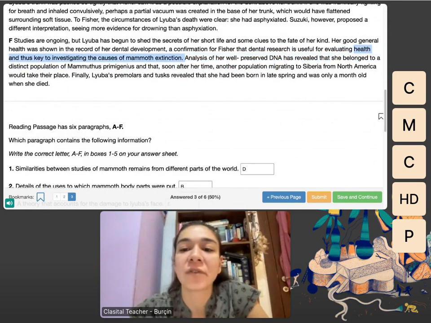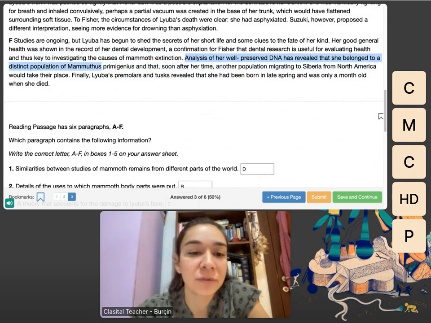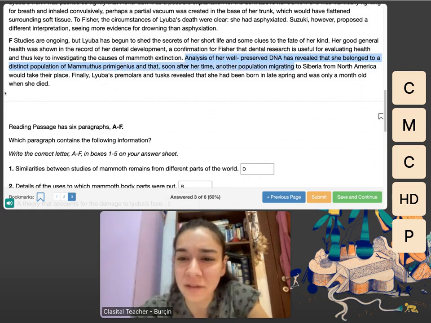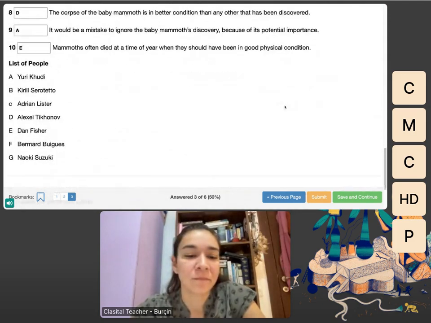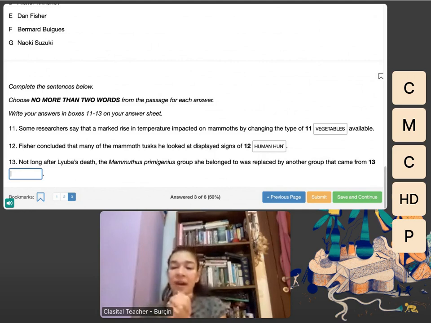Analysis of her well-preserved DNA has revealed that she belonged to a distinct population of Mammuthus primigenius, and that soon after her time, another population migrating to Siberia from North America would take their place. Okay, do you have the answer? Not long after Lullaby's death, the group she belonged to was replaced by another group that came from... Where did they come from? Do we have the answer?